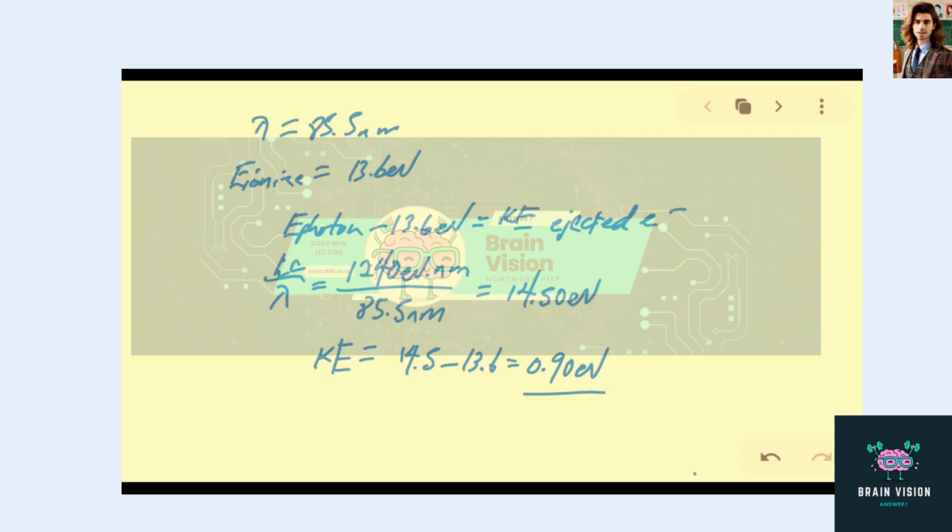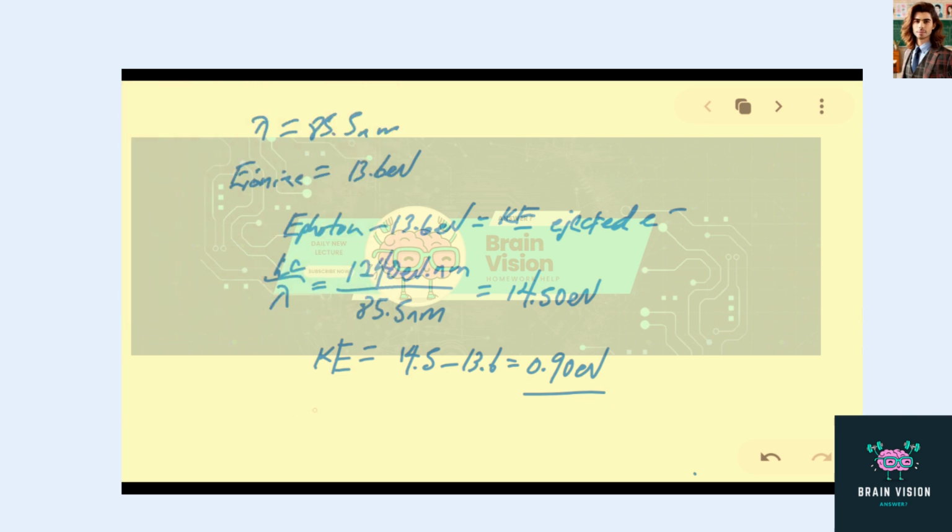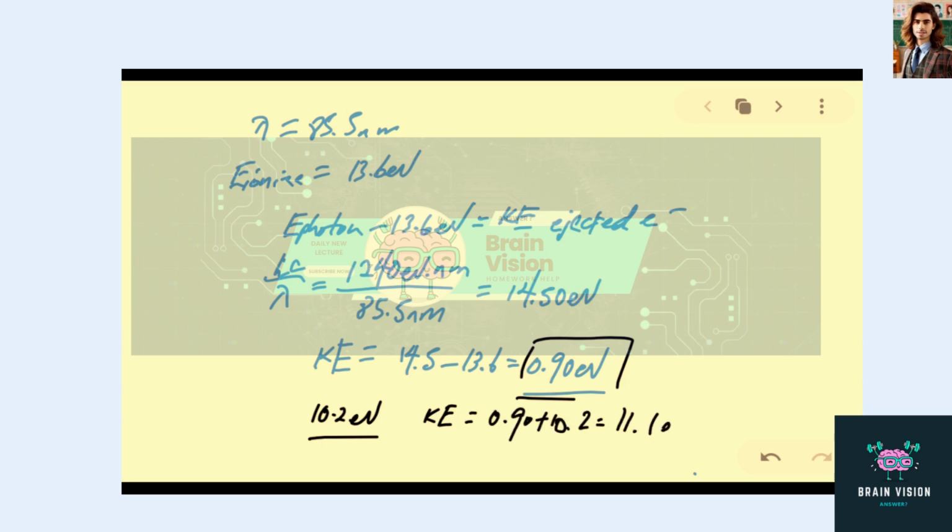Now, however, we are actually told that some of the electrons show a kinetic energy of 10.2 eV, and we are asked how this is possible. 10.2 is greater than the current kinetic energy. So the kinetic energy observed is actually 0.9 plus 10.2, which is 11.1 eV.